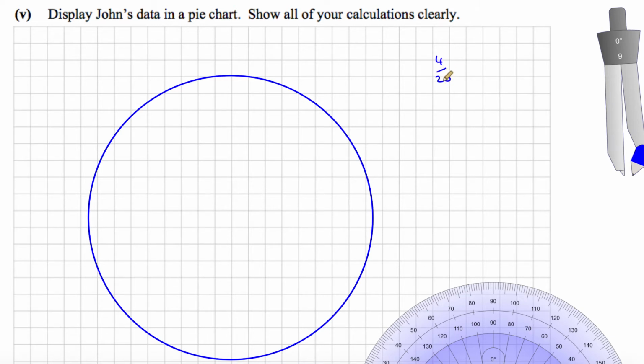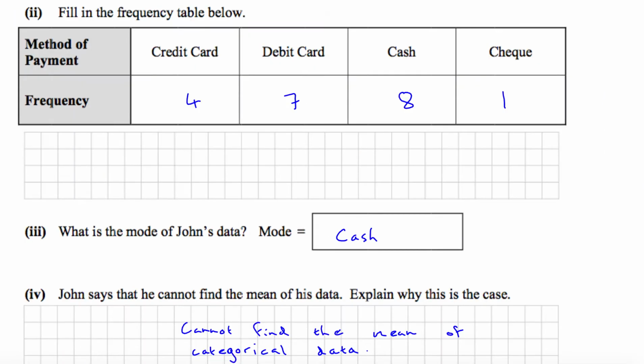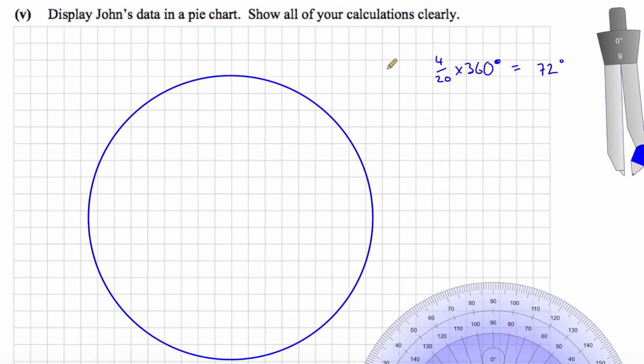Now if we want to work out how much of the circle this sector is going to be, how many degrees, you multiply that by 360 degrees, because there's 360 degrees in a full circle. So in other words, you're finding out what's 4/20ths of 360. So the answer to that, you can do this in your calculator, that's 72 degrees. So this is going to be credit card, 72 degrees.